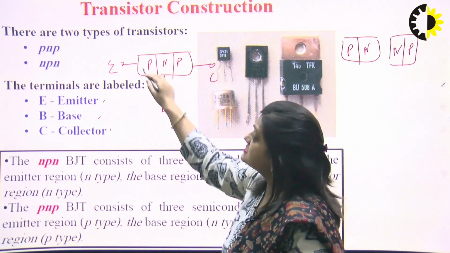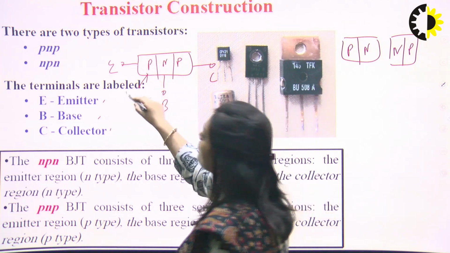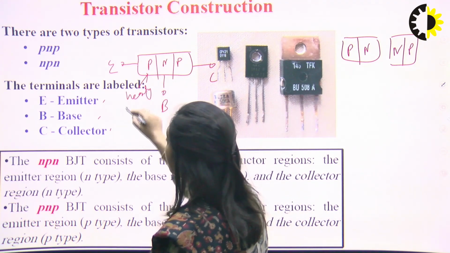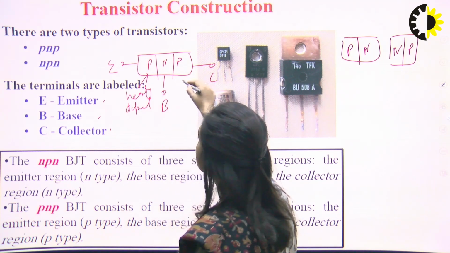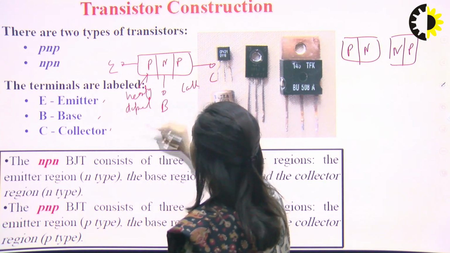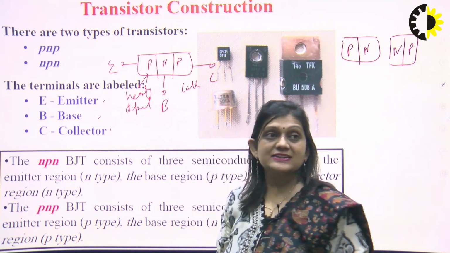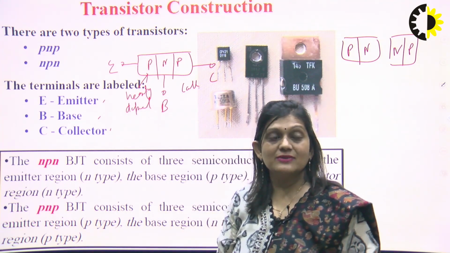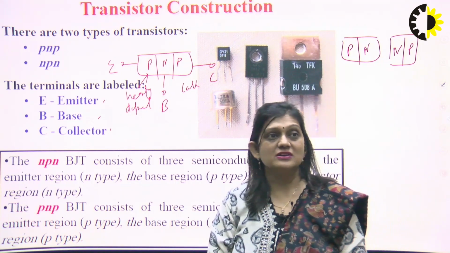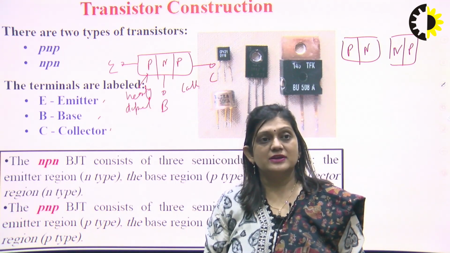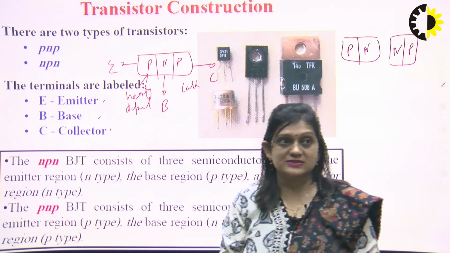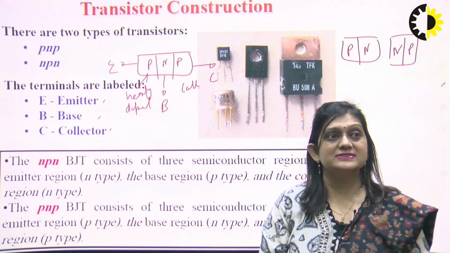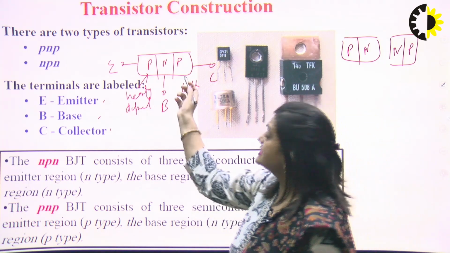The emitter is highly doped. This is heavily doped because it provides charge carriers, and the size of the collector is very large, because it collects the charge carriers that are coming from the emitter. That's why while constructing the transistor, emitter size is different, collector size is different, base size is different. Collector size is more and emitter size is less than the collector size.